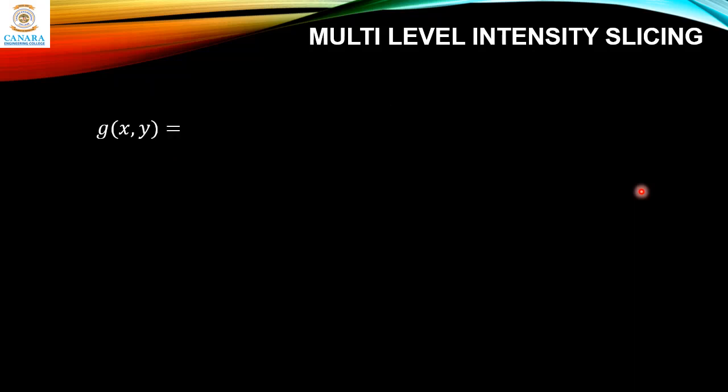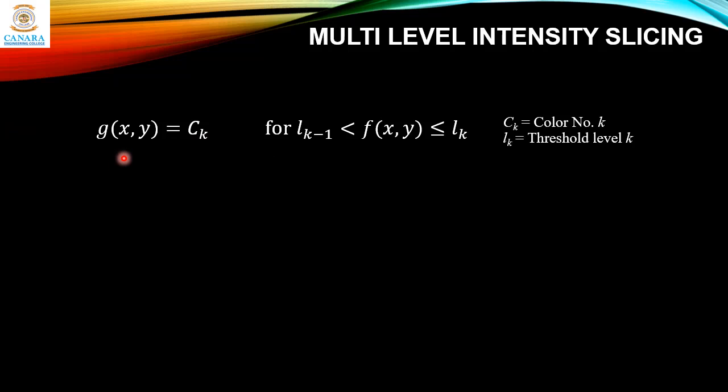So instead of using two colors, we'll go for n number of colors, or k number of colors in this example. So J of xy, which is the output image, is equal to C of k for L of k-1 less than or equal to f of xy less than or equal to L of k, where Ck is the color number k, the number of colors that we are having, and Lk is the threshold level of k. So this is how it looks like.